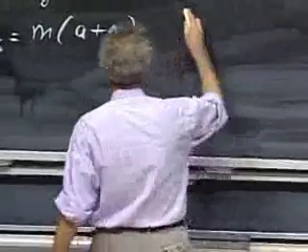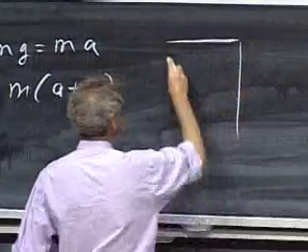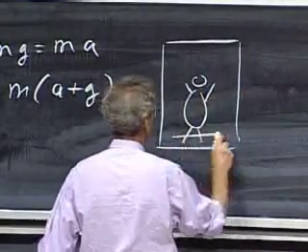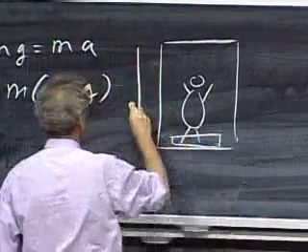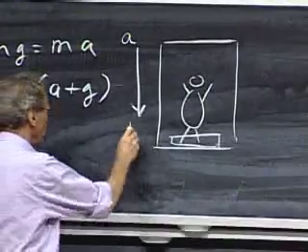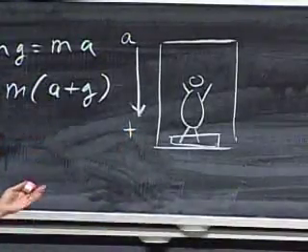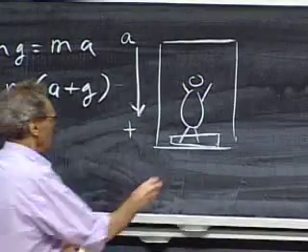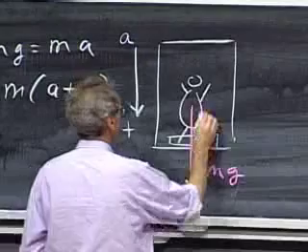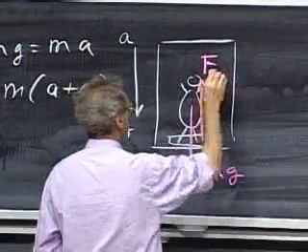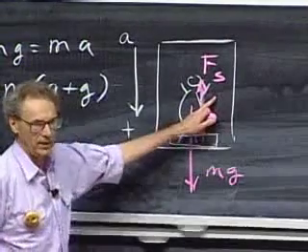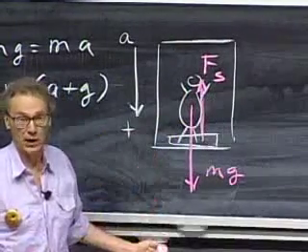Now, I'm going to put you in the elevator. Here you are. And I'm going to accelerate you down. This is now a. And just for my convenience, I call this now the plus direction. It doesn't really matter. So now we have here mg. That is gravity acting upon you. And now you have the force from the bathroom scale. Clearly, mg must be larger than F of s, otherwise you couldn't be accelerated downwards.